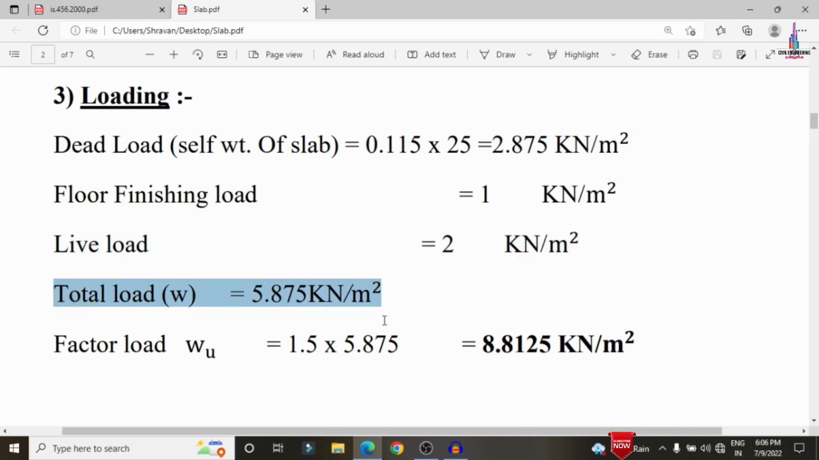The next one is total load calculation. The total load is the summation of the dead load, the self weight of the slab, and the floor finishing load as well as the live load, which comes under 5.875 kilonewton per meter square.